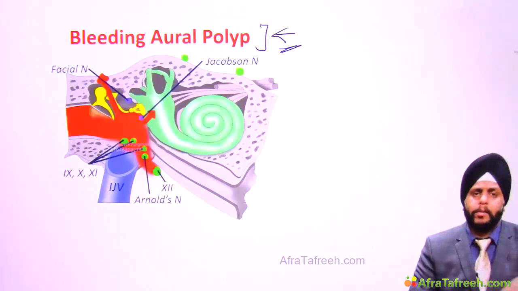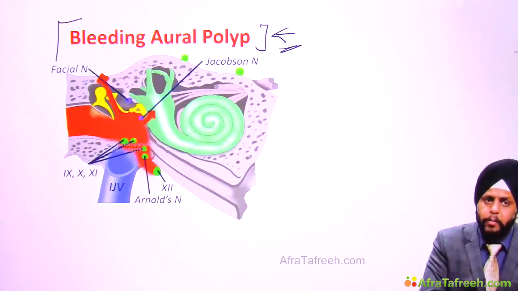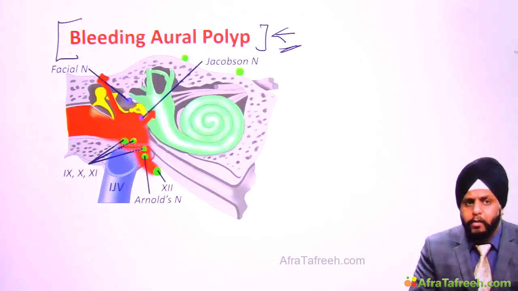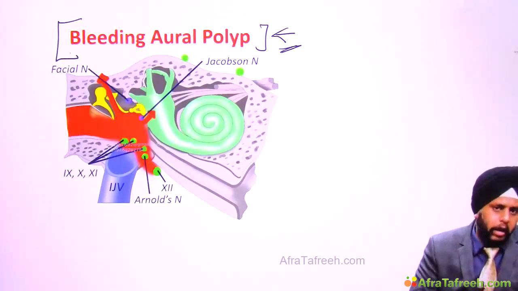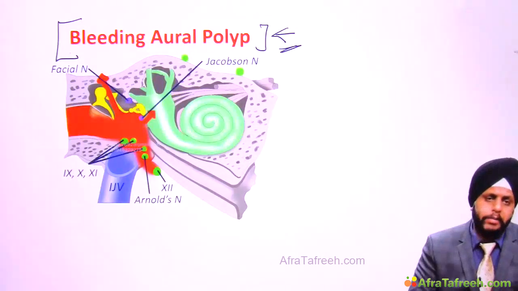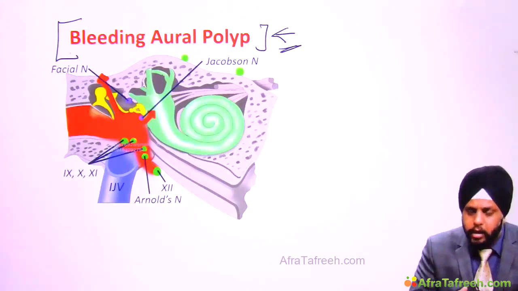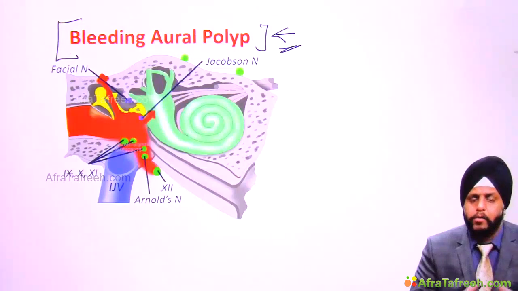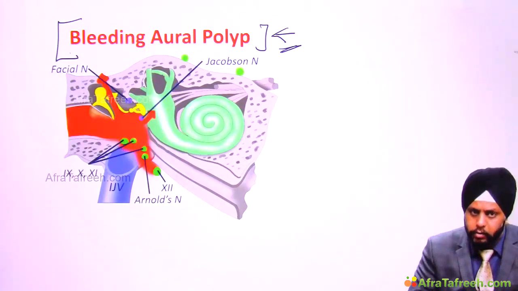Okay, so remember, sometimes a patient presents with a bleeding aural polyp, then you cannot say whether it is a glomus jugulare or a glomus tympanicum. That means it has already progressed to an advanced stage, it is coming into the EAC, so you don't know from where it took its origin.